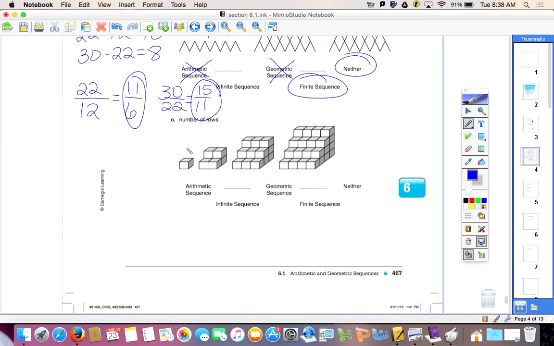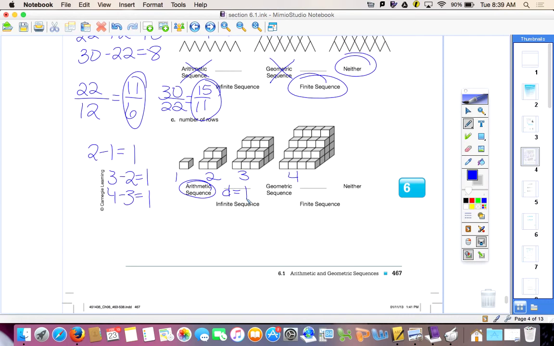Next one, go ahead and look. We are looking for the number of rows here. So just write down the number of rows. Here, I've got 1 row, 2 rows, 3 rows, 4 rows. So is this arithmetic or is this geometric? Well, do I have a common difference? 2 minus 1 is 1. 3 minus 2 is 1. 4 minus 3 is 1. And since I have a common difference, I would say my difference is 1 and that this is arithmetic.